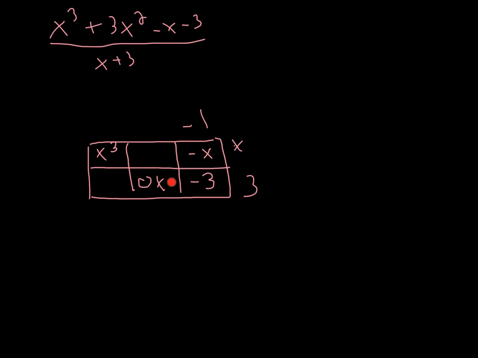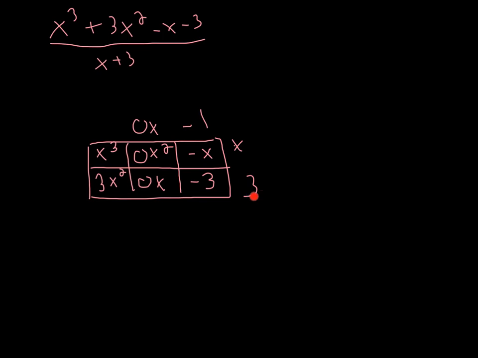So with our negative x, 3 times what gives you negative x? Well, that's just 0x. 0 times 3 is 0. And that makes it easier to multiply in our table. 0x times x gives us 0x squared. And just like before, we have 0x squared plus something here needs to give us 3x squared, that term. So that obviously is going to be 3x squared.